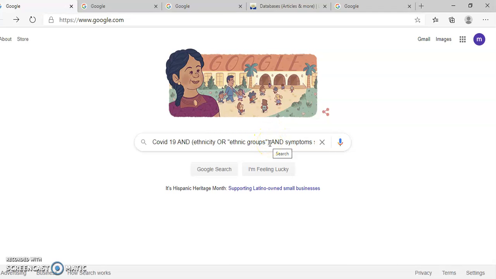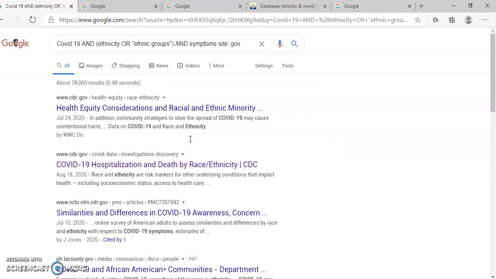This is called a nested search, and it's a very effective way to look for similar search terms. Google will look for things in the parentheses first, and then the words outside of the parentheses. And then I'm adding the word and symptoms. So we came up with a number of different results, many of them, 78,000, but you can see that they are all from government websites.